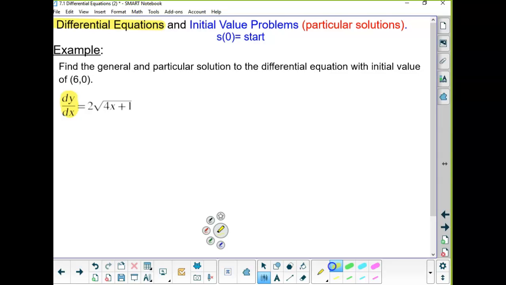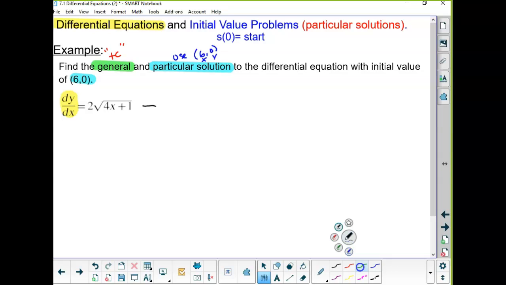But this time they say find the general and the particular solution. So when I see find the general solution, I have to have a plus c in it. When I see find the particular solution, I have to use the given point 6, 0. Now, what do we do? Well, some people like to think general solution is plus c, particular solution is use the point 6, 0, which is the x value.